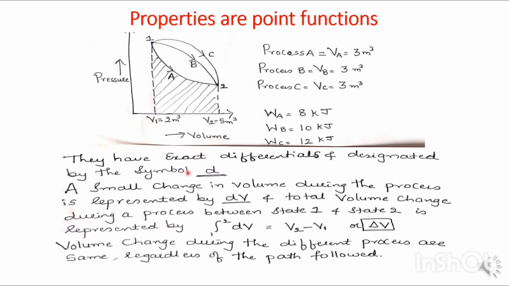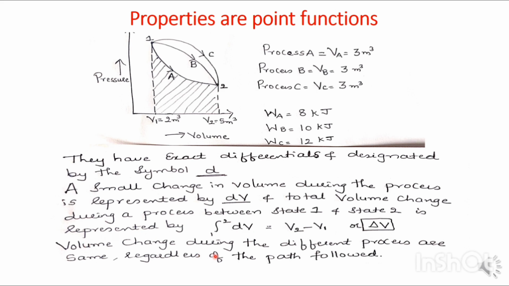So before that, let me explain here. These properties have exact differentials and they are designated by the symbol d. You can see here, for this process, a small change in volume is represented by dV. The total volume change during a process between states 1 and 2 is represented by the integration of 1 to 2 dV. So this is nothing but V2 minus V1, or we can call it delta V also. All the meanings are the same here.